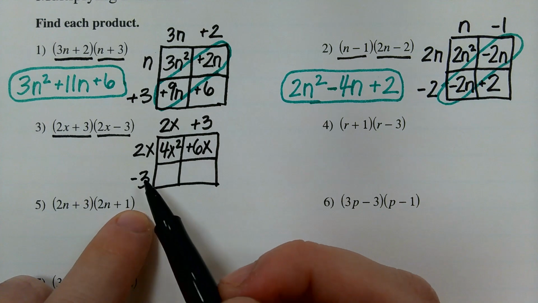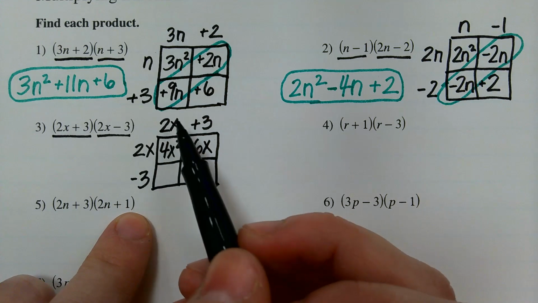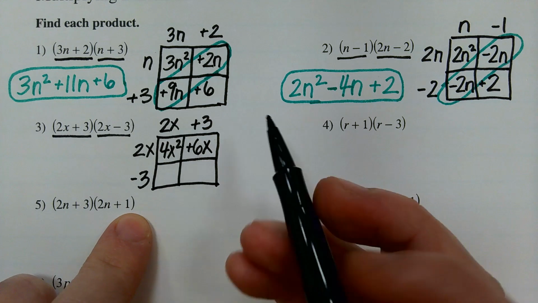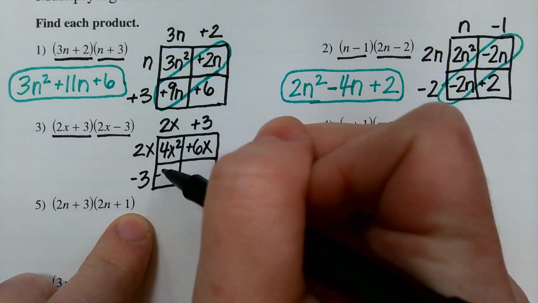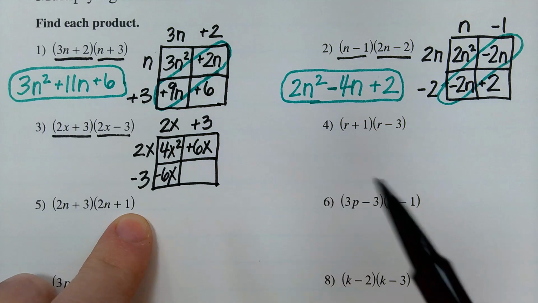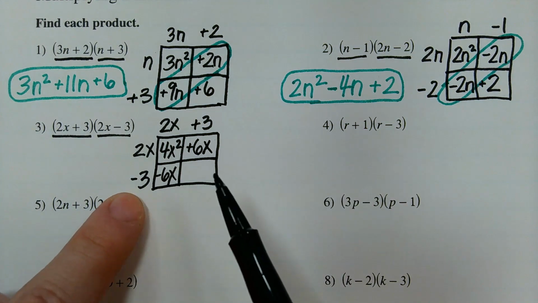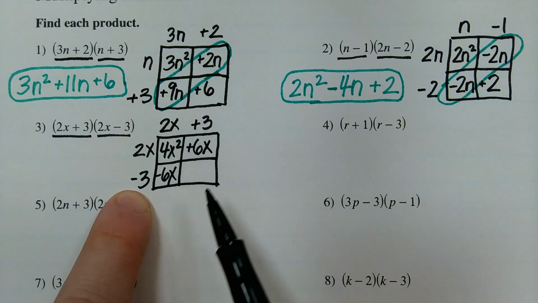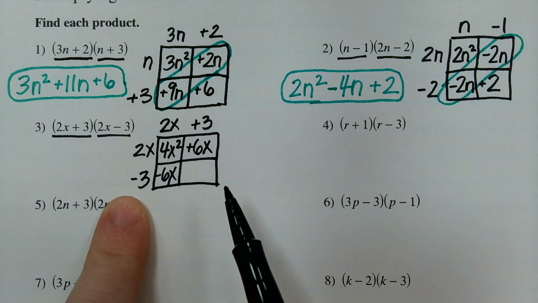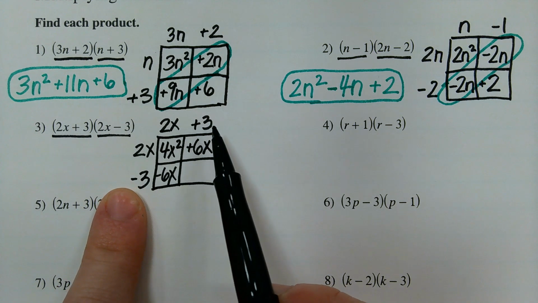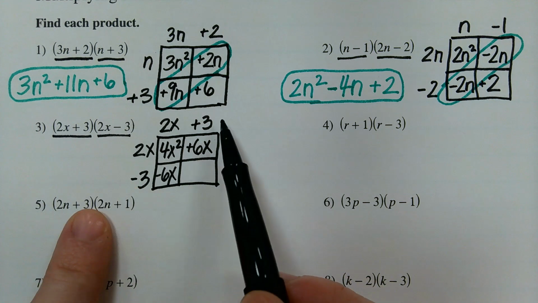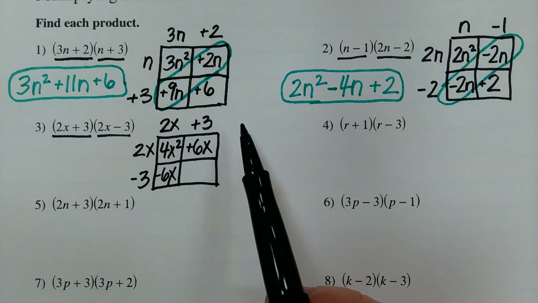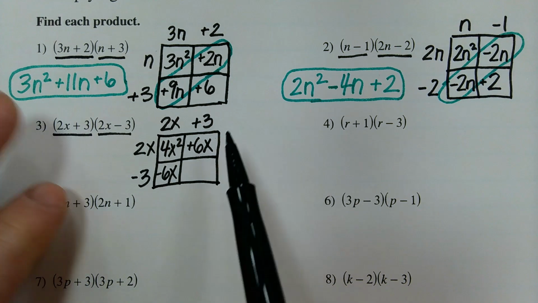How about -3 times 2x? -6x. And now I've got -3 times +3. So -3 plus 3 would be 0, but we're going to multiply here. So you're very, very close.